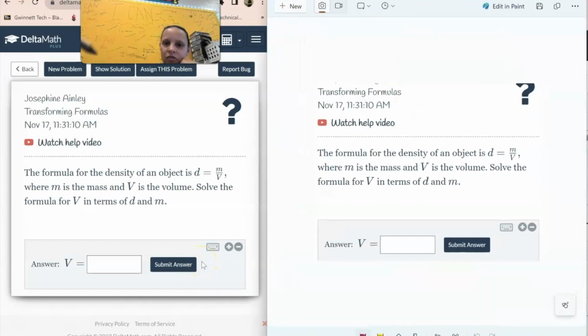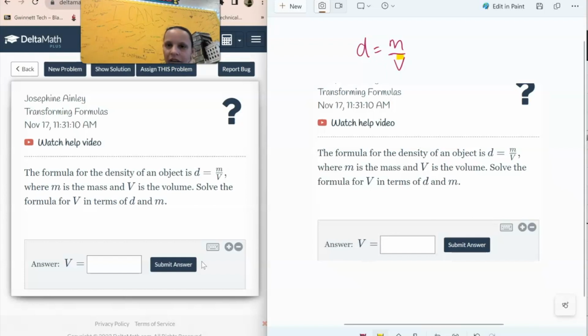All right, so the formula for density is D is equal to M over V, and make sure you're using capitals and little letters, where M is the mass and V is the volume. Solve the formula for V, so I need to make V the subject right here. So I need this equals something. Right now, that means I need to get rid of divide by V. What do I do? If I'm trying to get rid of divide by V, I can multiply by V. So multiply by capital V. When I multiply, this crosses out. So now I have VD is equal to M.